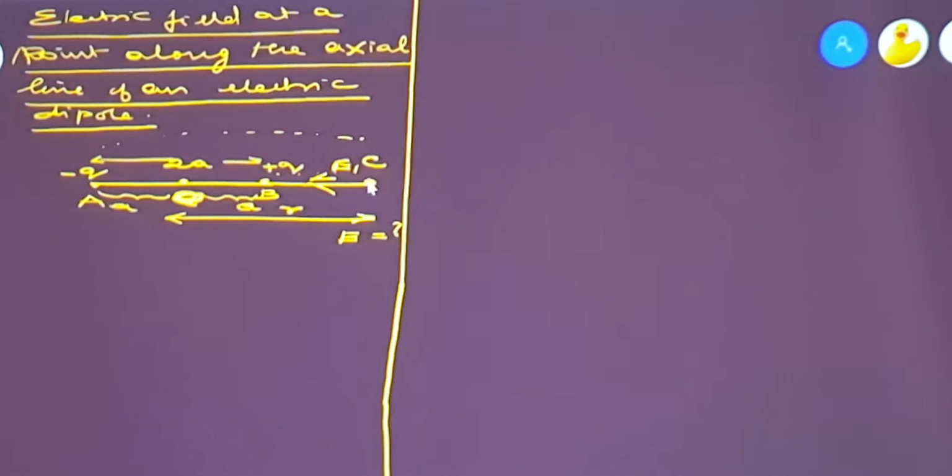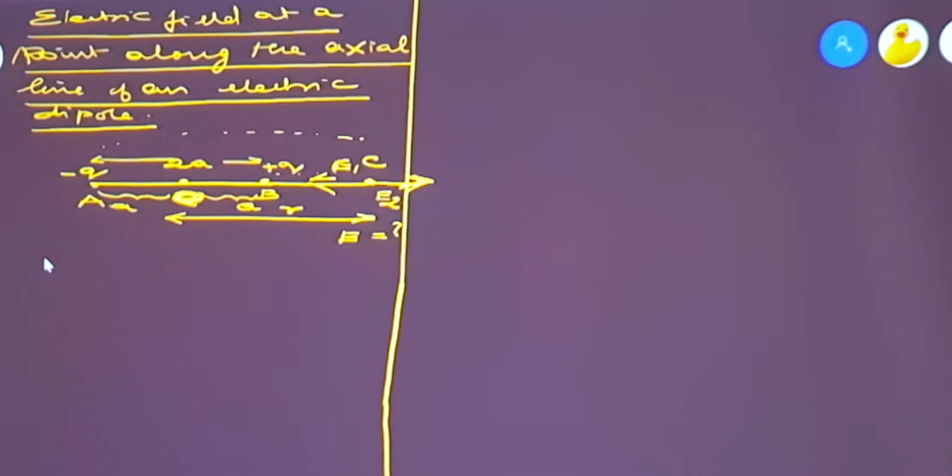At the same time, the point C is experiencing another electrical field due to plus Q. Let us consider that as E2. That electrical field due to the positive charge will act away from the charge. So it is acting away. First of all, let us calculate or write these 2 electrical fields.